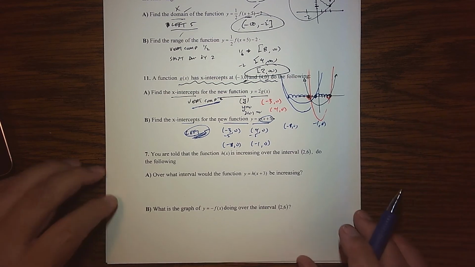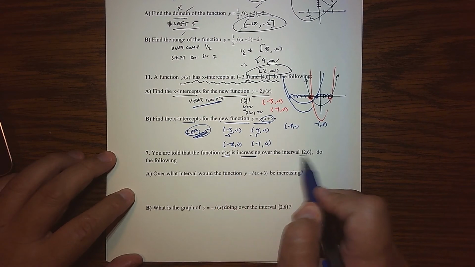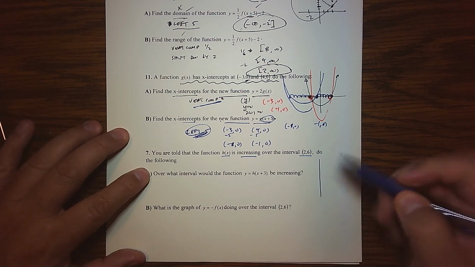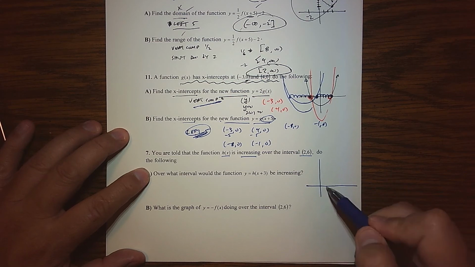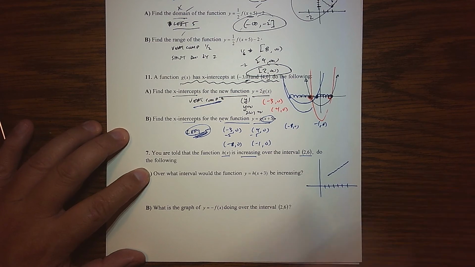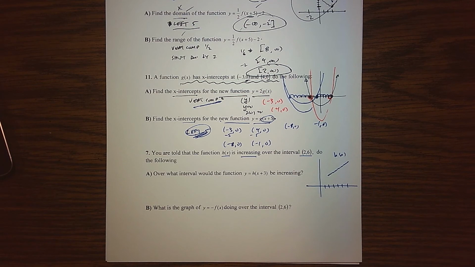Last but not least, we're told that a function h of x is increasing over the interval 2 to 6. So again, before we start anything else, why don't we draw a picture of this? So here's 2, 3, 4, 5, 6, and maybe I have a function that's doing that. It doesn't tell me how it's increasing, but I just gave myself a function that is increasing from 2 to 6.